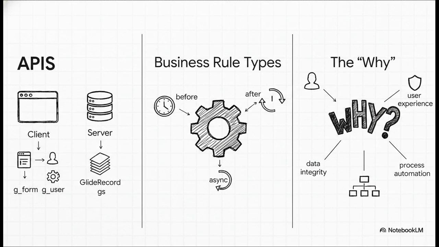So here are your final pro tips, your big takeaways. First, know your APIs cold. GlideForm for the form, GlideUser for the user. On the server side, GlideRecord and GS are your best friends. Second, really master the different business rule types. And third, and this is the big one, always be ready to explain why you chose one over the other. Is it about user experience, data integrity, automating a process? Explaining the why, that's what separates a good answer from a great one.